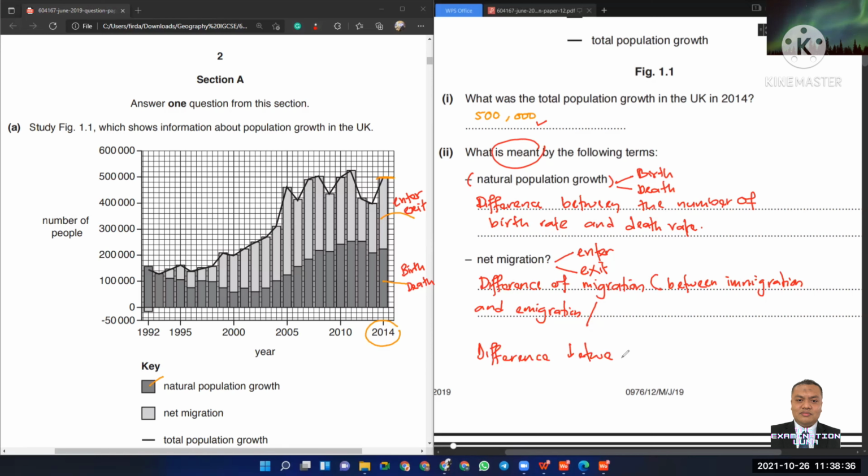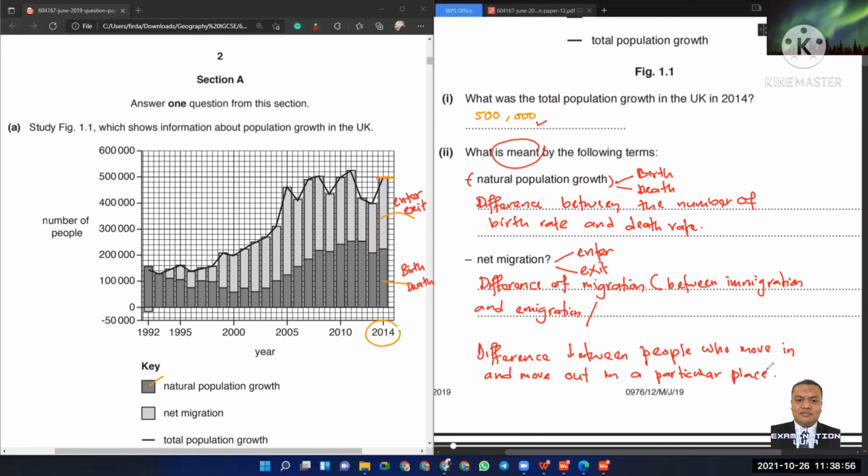Atau you boleh bagi tahu juga dalam perkataan yang kamu faham, you boleh kata the difference between people who move in and move out in a particular place. Maksudnya dekat sini adalah contohnya saya bagi Rawang sebagai contoh.